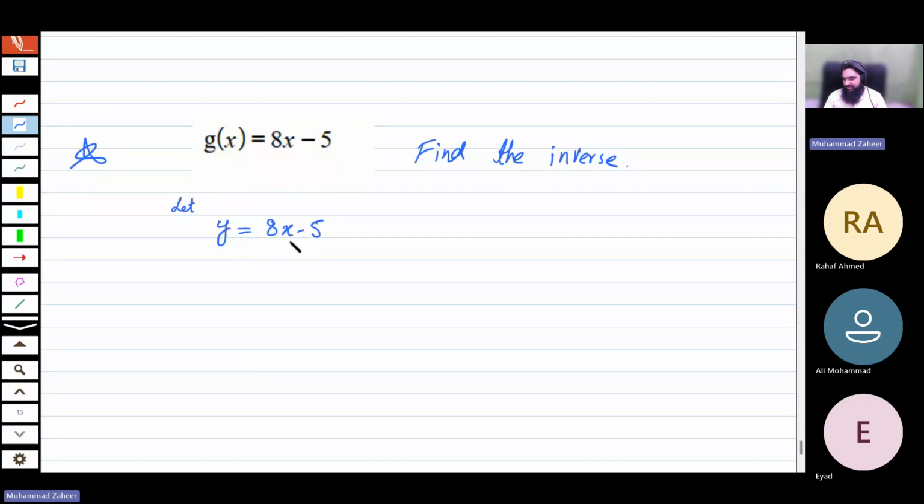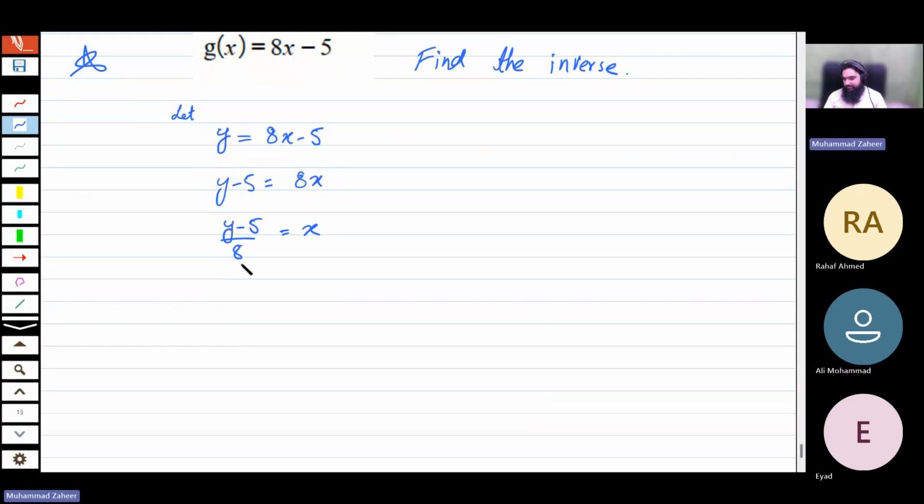The next step is changing y with x, here x is equal to 8y minus 5. We have to make y the subject, so x plus 5 is equal to 8y. Where 8 is multiplying, on the other side it will be divided by 8.